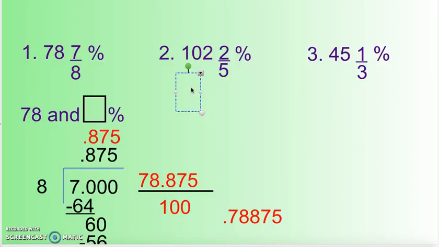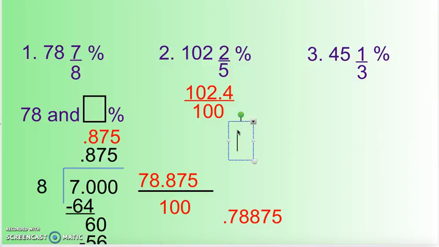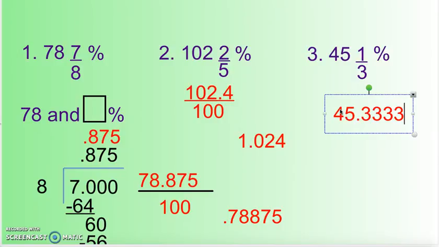Let's do this one. I know that 102 is going to remain the same, and we have done 2/5 before. If you take 2 divided by 5, that is the same as 0.4. And so I'm going to put 0.4%. So now I have a percent, and I'm going to change it to a fraction. So I am going to underline it, and I'm going to put it over 100 because a percent's per 100. And then I'm going to do the same thing with the decimal point. I divide by 100, and the decimal point moved 2 places to the left, so it's 1.024 as my answer.